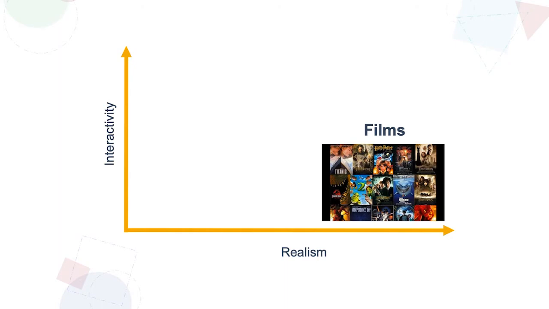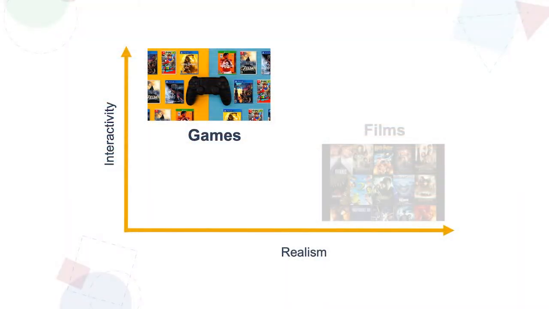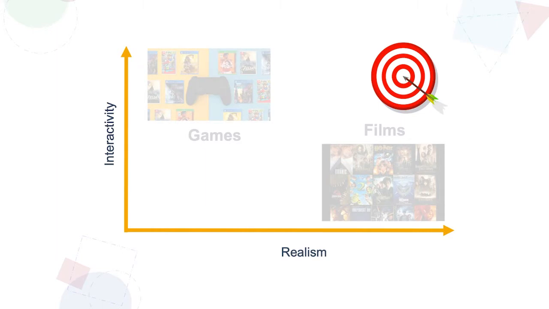We see these in films and movies, computer graphics that look very realistic, but we can't really control them. On the flip side, in video games, we have things that are highly interactive, but on the other hand, don't look very realistic. And what we really want is the best of both worlds. We want things that are highly interactive and highly realistic.